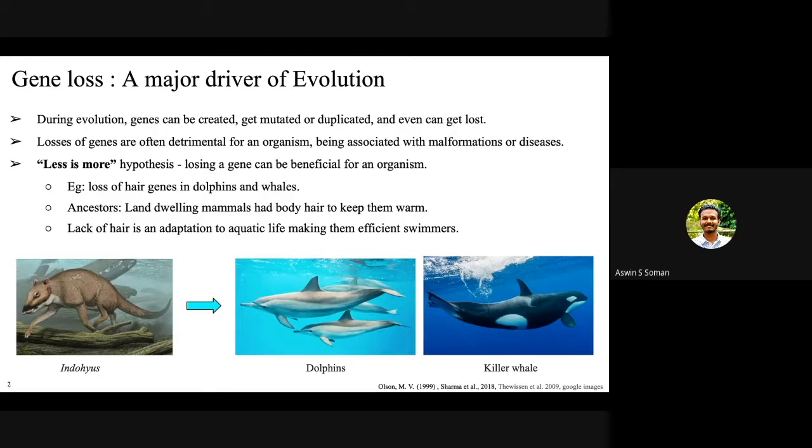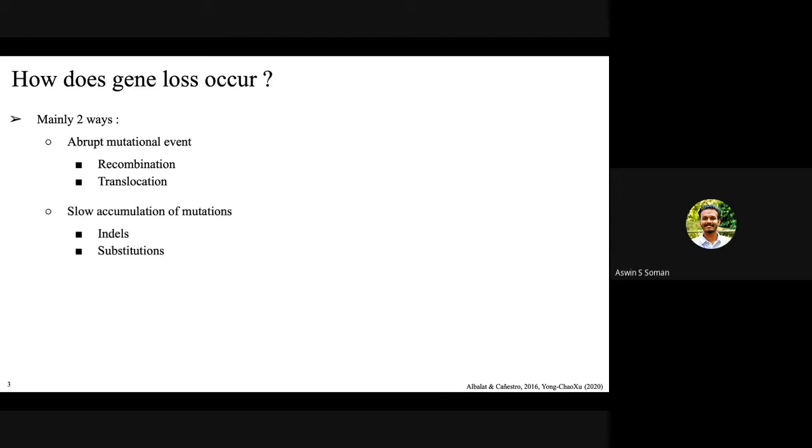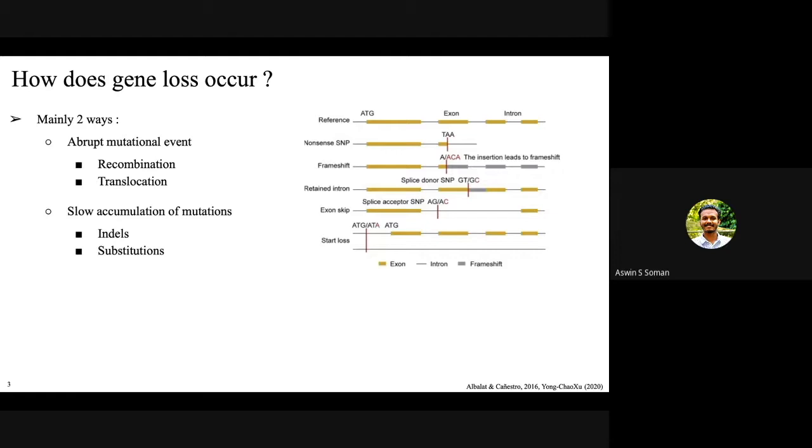Now, how does this happen? For a gene to be truly lost in a species or lineage, the change must occur in the DNA sequence, and it can happen mainly in two ways. One is abrupt mutational events such as recombination and transposition, which remove a larger region of DNA, and second is a slow process of accumulating mutations. These are small changes, but they occur at very important sites.